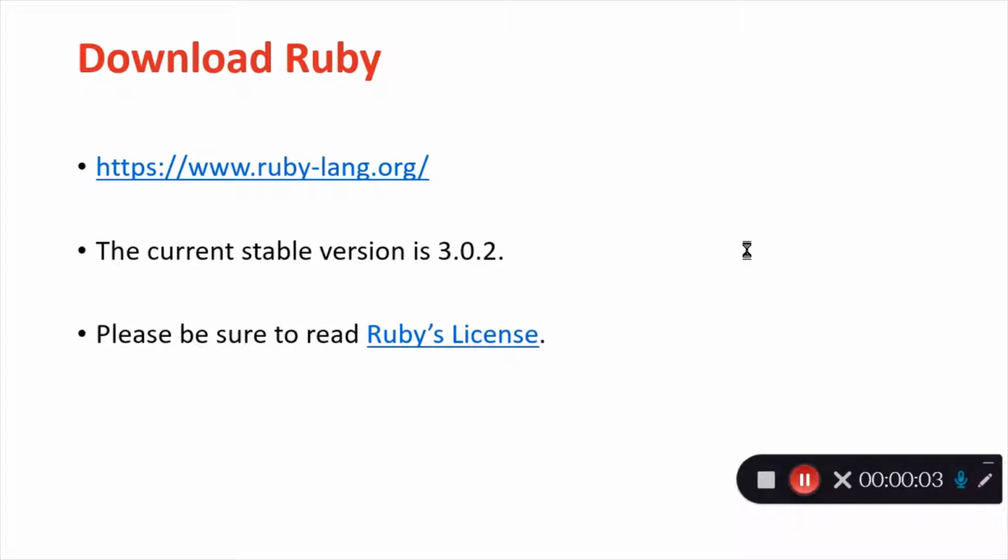Installing Ruby on Windows is actually a pretty easy process. Essentially, all we have to do is use the Ruby installer that we can download from Ruby's official website, and it will basically walk us through all the installation instructions. I'm going to install the latest version at the current time, which is Ruby 3.0.2. Make sure that you read Ruby's license before installation.